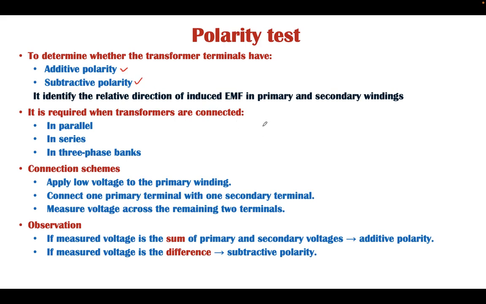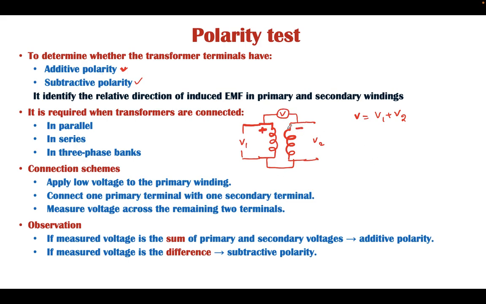What is the meaning of additive and subtractive polarity? Let me consider this connection scheme of the transformer on the primary and secondary side. Two terminals of the primary and secondary are short circuited, whereas across the other two terminals there is a voltmeter. The applied voltage is V1 on the primary side, and the voltage developed on the secondary side is V2. If the voltmeter reads V1 plus V2, the polarity is additive. What does it mean? This is plus and this is minus.